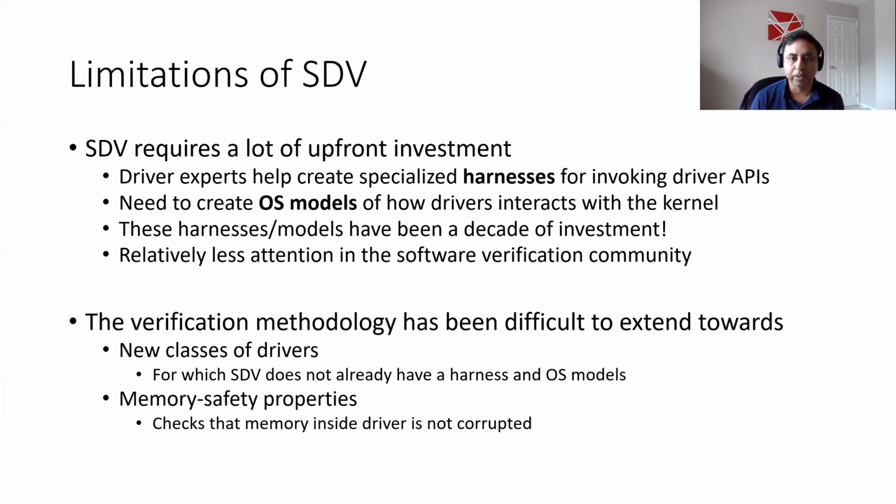Secondly, memory safety properties. These are properties about the driver itself, the memory corruption, and that's very hard, as I will touch upon, it's again because of modeling, but there are other issues. So as a result, SDV cannot find a lot of bugs that happen in practice, either related to memory safety, security critical properties, or in drivers that are not captured by SDV's models and harnesses.